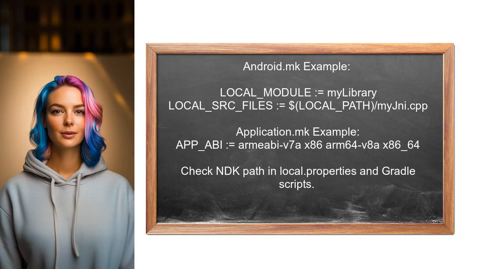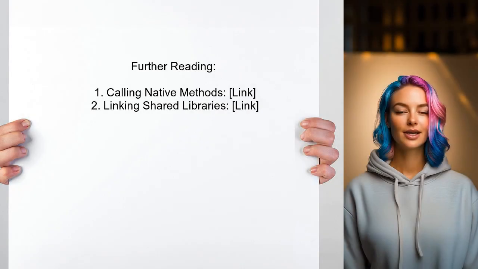In the Android.mk file, you define the module name, include paths and source files. You can also specify shared libraries that your module depends on. The Application.mk file allows you to set the target architectures for your project. Additionally, ensure your NDK path is correctly set in the local.properties file and configure your Gradle build scripts to locate your shared libraries. Finally, the user provides links for further reading on calling native methods and linking shared libraries, which can help deepen your understanding of the process.